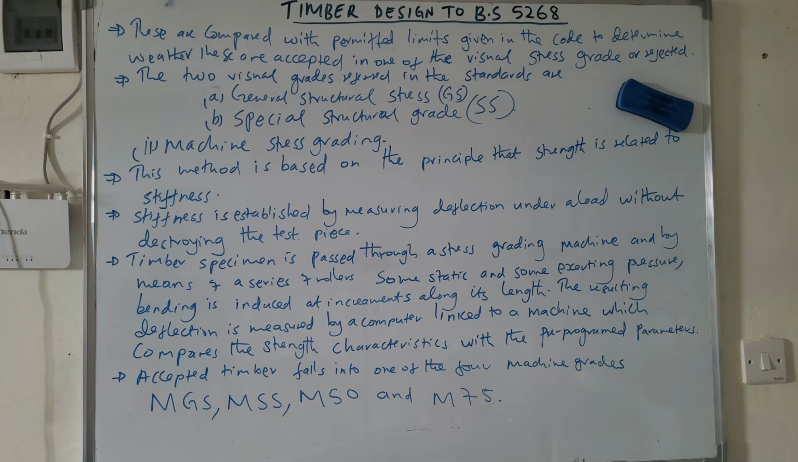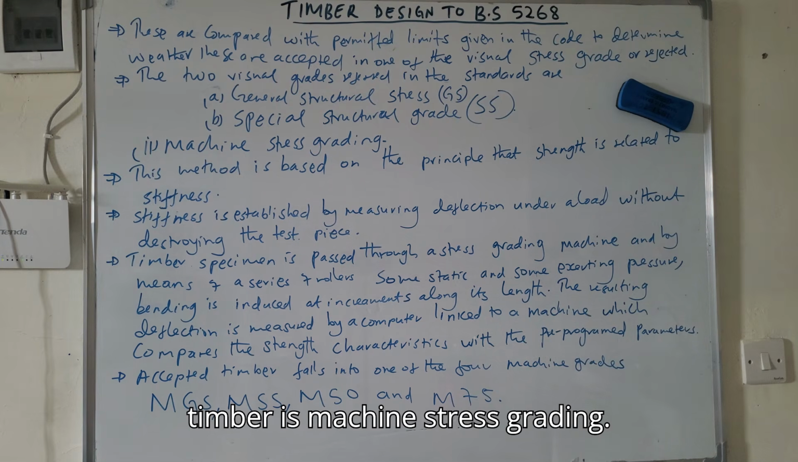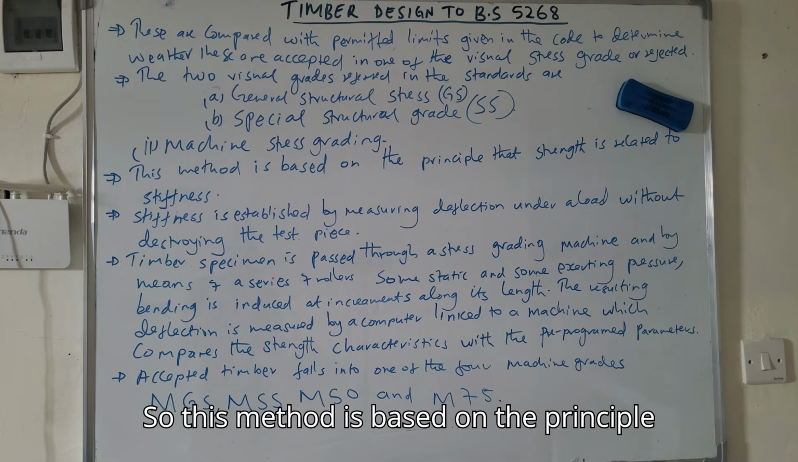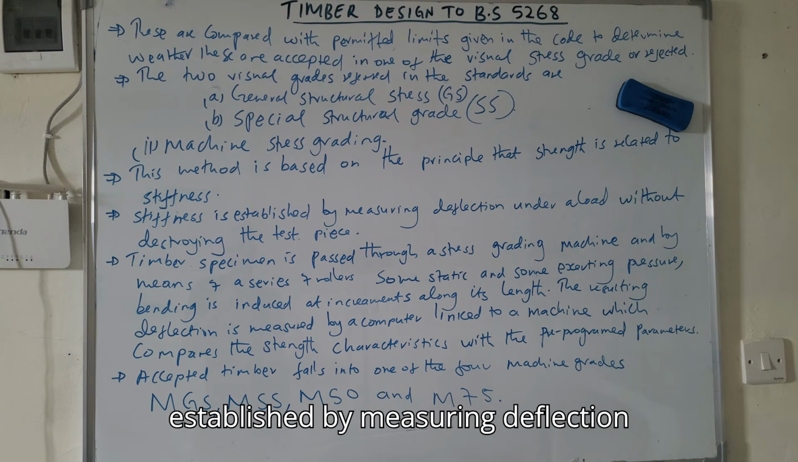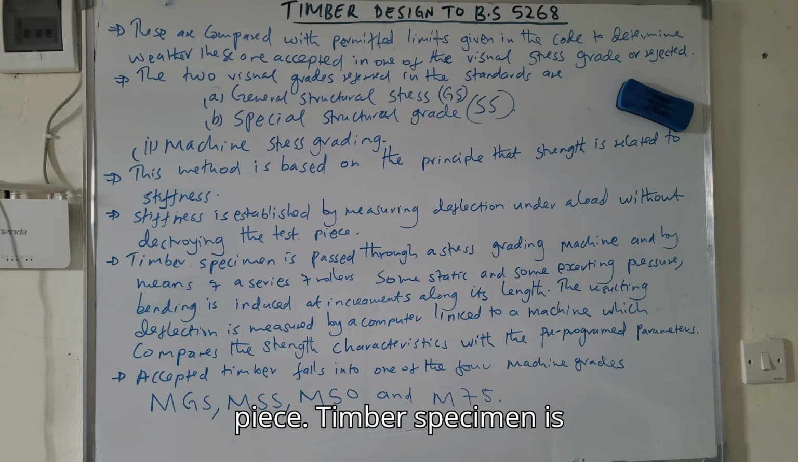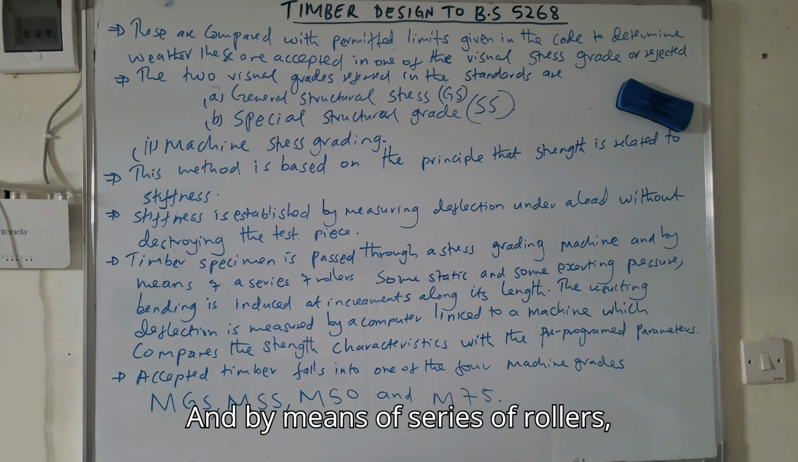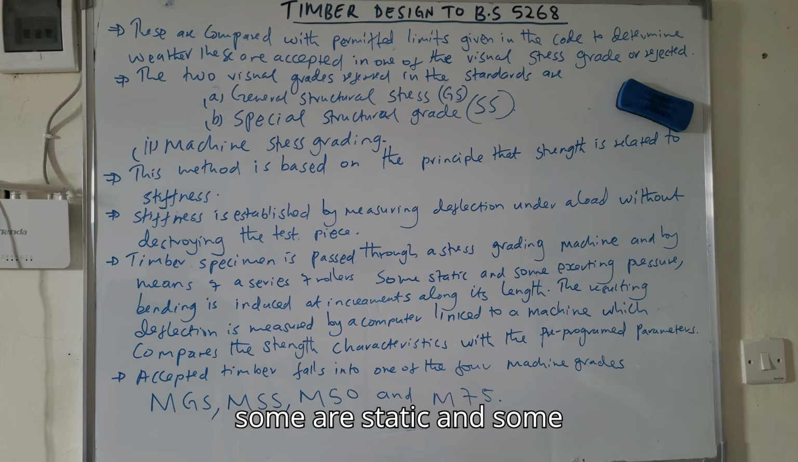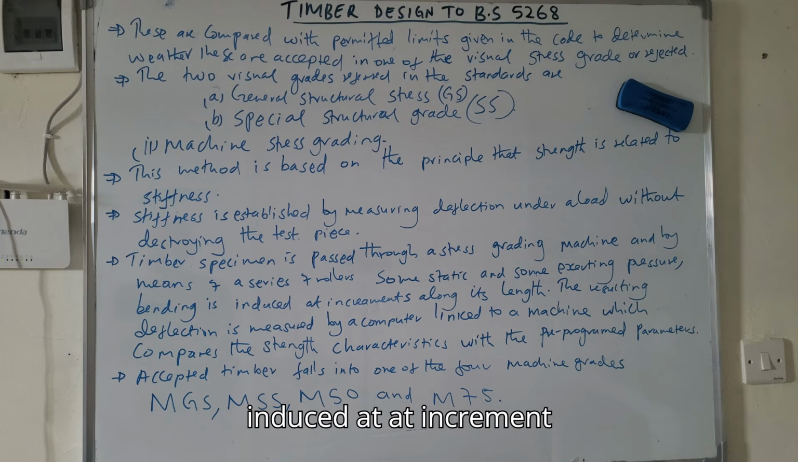Then we have the second grading of timber, which is machine stress grading. This method is based on the principle that strength is related to stiffness. Stiffness is established by measuring deflection under a load without destroying the test piece. The timber specimen is passed through a stress grading machine by means of a series of rollers, some static and some exerting pressure, so bending is induced at increments along its length.